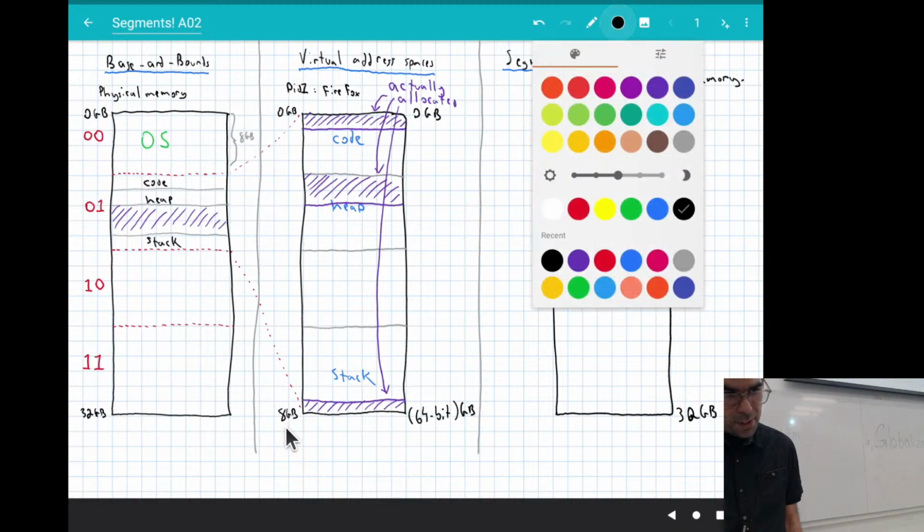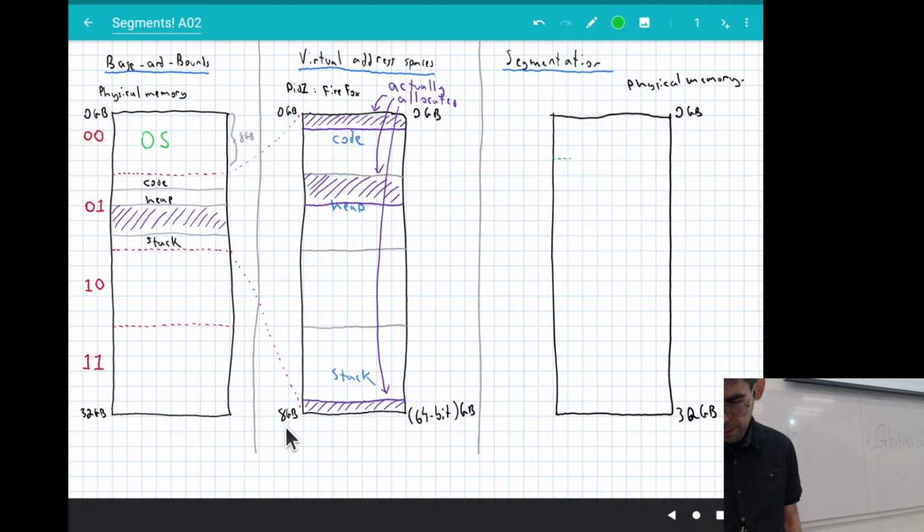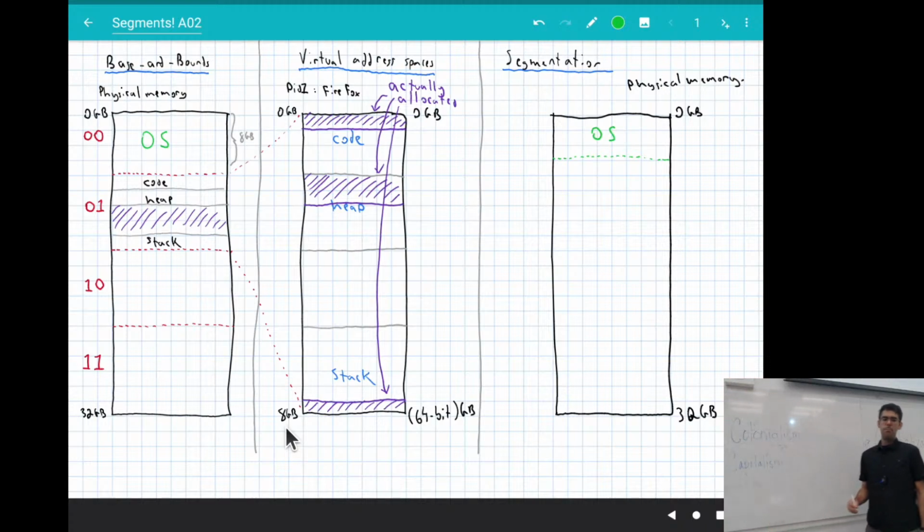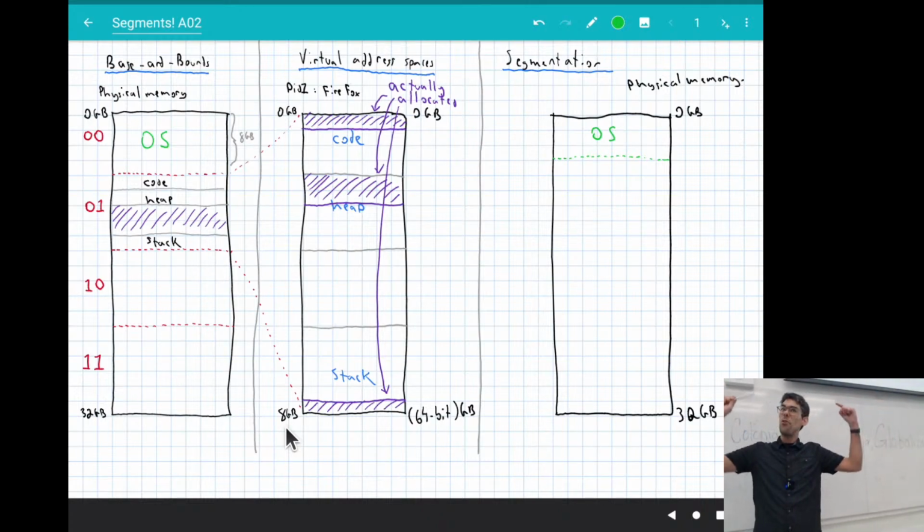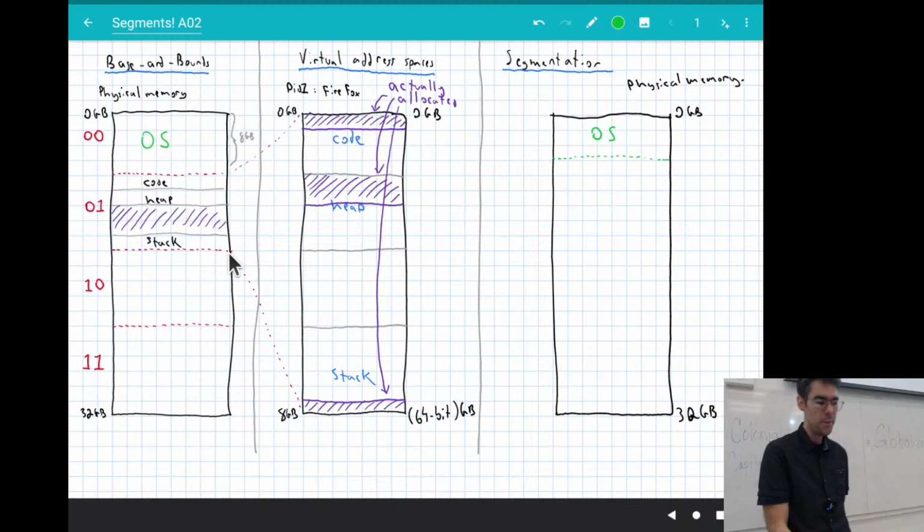And we're still going to need to have our operating system living somewhere here. And for our discussion, I'm going to put my OS up here, up at the top. But I importantly want to note that it doesn't take an entire partition. When I'm drawing these two physical memories on either side, I'm trying to draw them to scale relative to each other. With base and bounds, we had to allocate all addresses in the physical memory that started with 00 to our operating system, and that was 8 entire gigabytes.